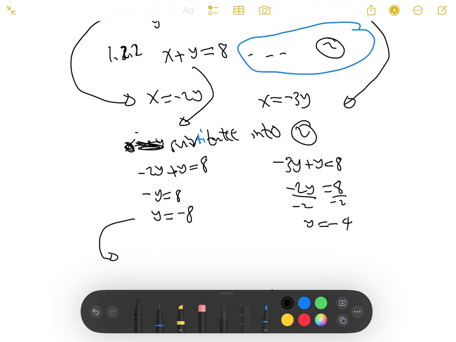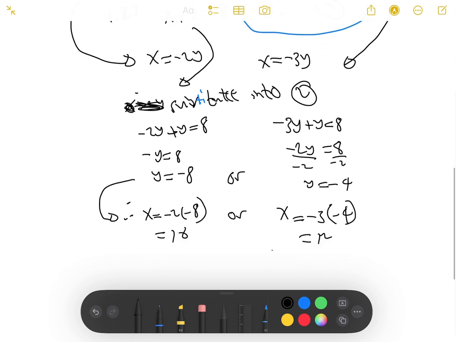Therefore, you use the very same values. x is equal to negative 2 times negative 8. This gives you 16. Or x is equal to negative 3 times negative 4. This gives you 12. So yeah, that is the solution, guys.